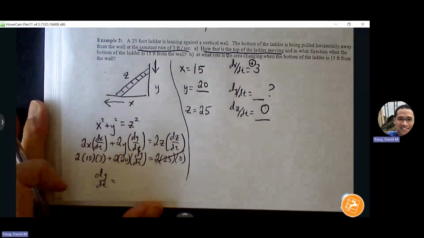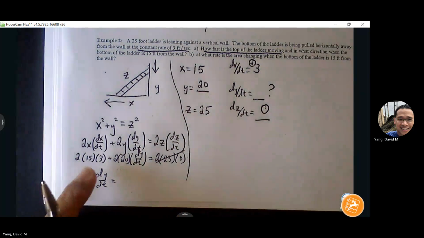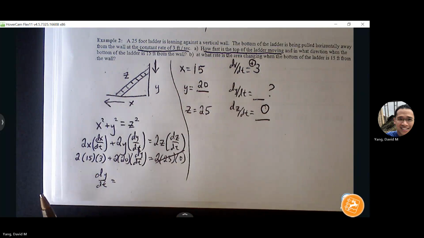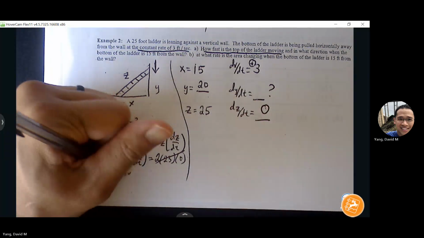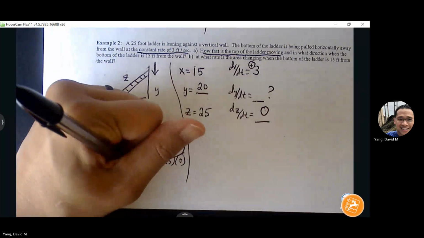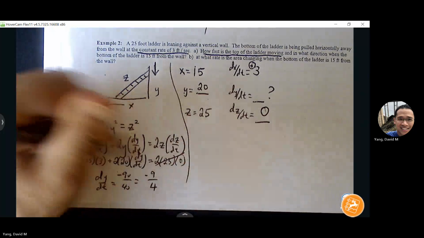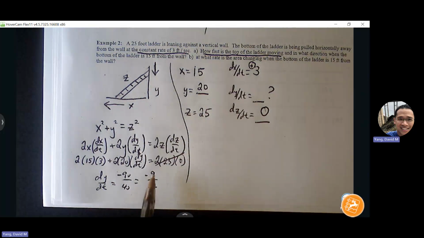That zeroes out. That makes it easier. We subtract 90, so 90 divided by 40, or negative 90 divided by 40. Okay, so negative, just like what we suspected. And what's our unit of measure here? Feet per second.